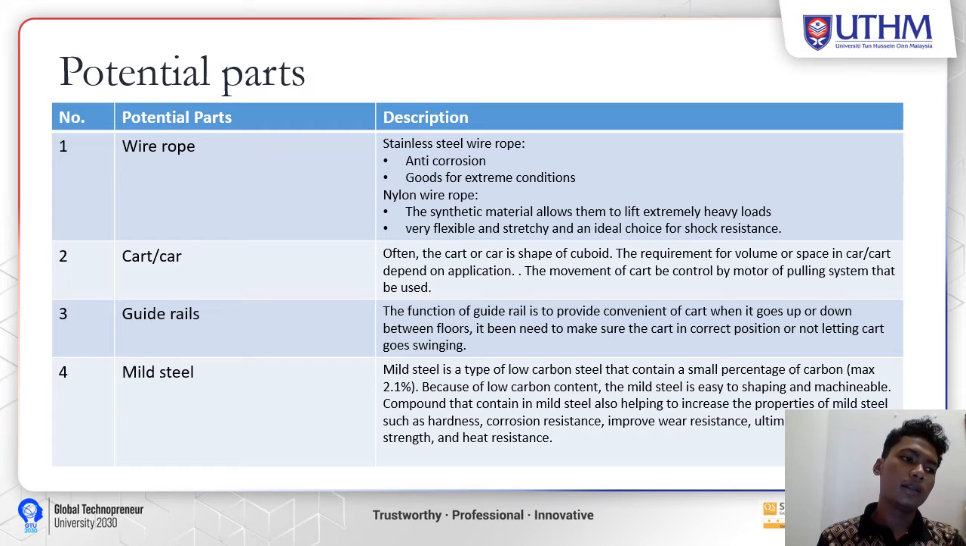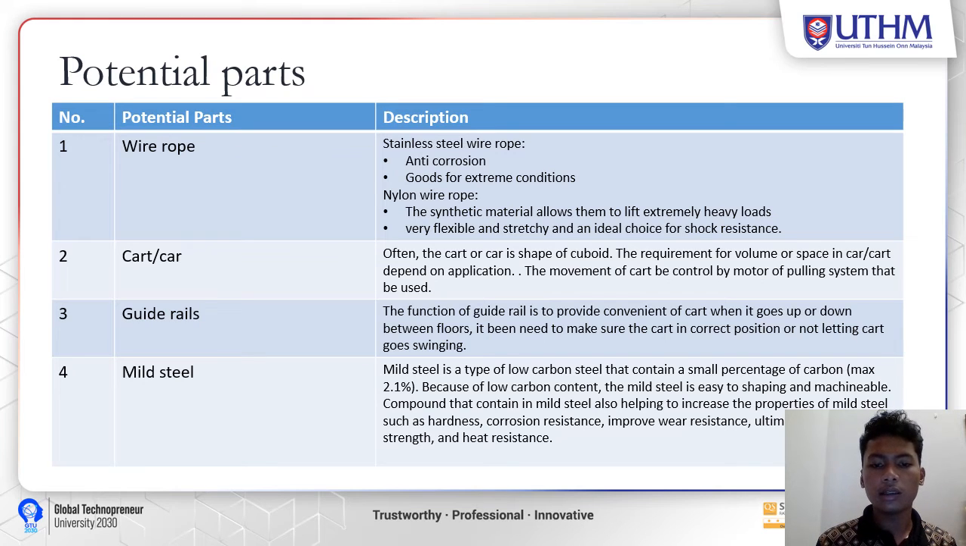Second is the cart. The cart is a place where the luggage or garbage is placed. It is usually shaped like a pivot and attached with a wire or cable to pull it. Third is the guide rail, whose function is to control the cart so it does not become like a pendulum. The guide rail is usually permanently attached to the structure or the building.